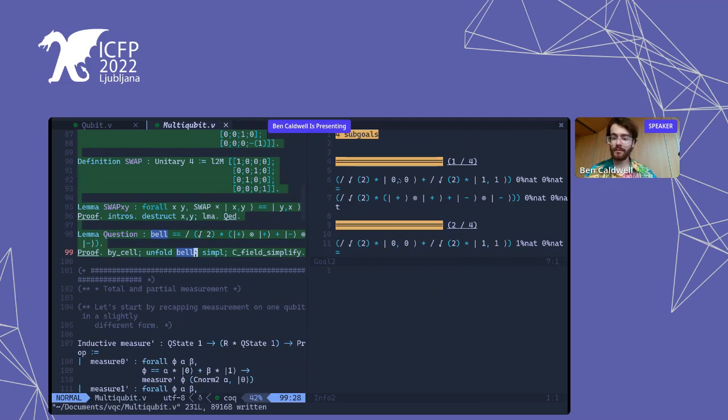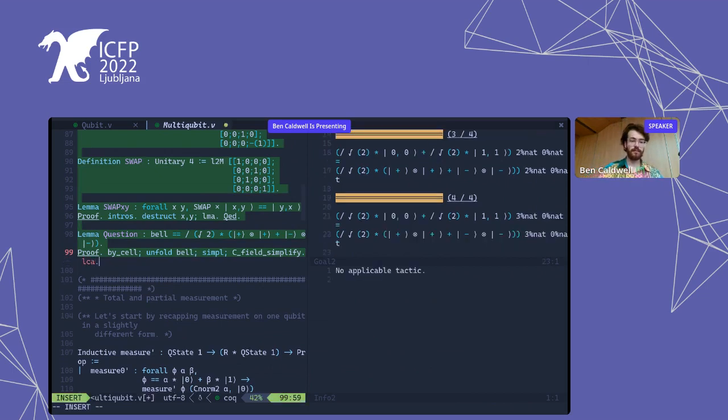The scalar doesn't seem to be progressing at all is the thing. What happens if you do LCA now? We can try LCA, yeah. And it doesn't seem to work.